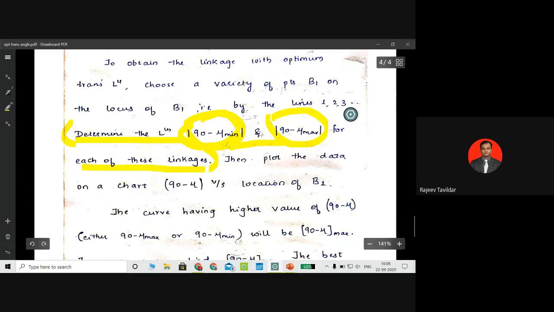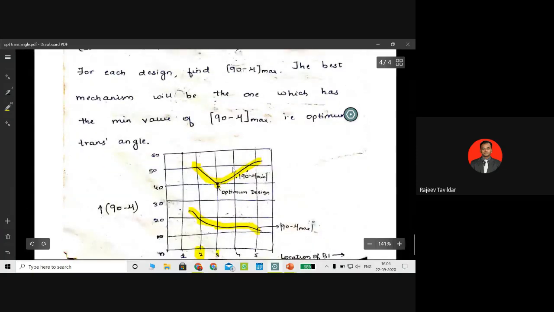Once I get this database, then I'll just go to the plotting of the graph, wherein our x-axis represents the curve number or location of B, you can say. So it is curve 1, curve 2, curve 3, and so on. The y-axis simply represents 90 minus mu, whose value I have written starting from 0 to 60. It can go up to 80, 90 also. Okay, so this is the y-axis.